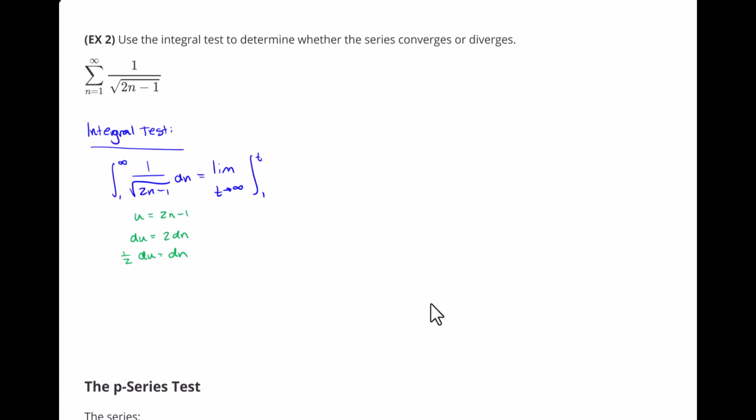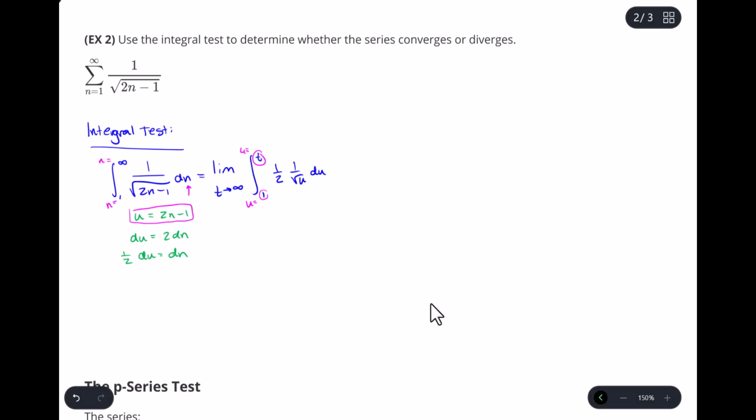So that this would become 1/2 times 1 over the square root of u du. Although my endpoints are not quite correct any longer, because the original endpoints were in terms of the variable n. Now I have endpoints in terms of the variable u, and so these aren't matching. It's a very easy transformation. Just use the transformation function you have here.